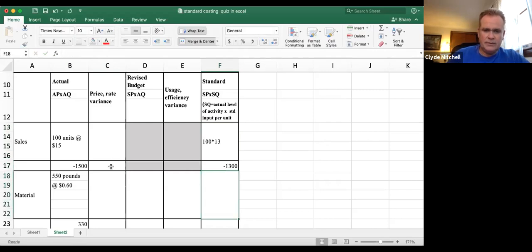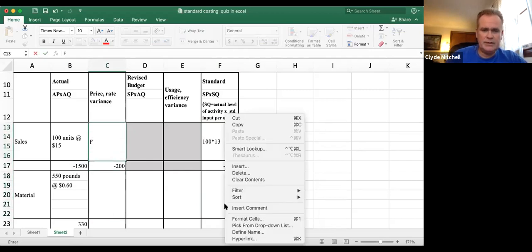Let's work out the variance. Variance is equal to actual minus the budgeted. And this is the revised budget based on actual level of activity. The difference is favorable. Why? Because we have more revenue than we planned.